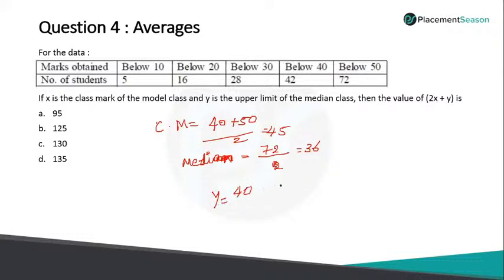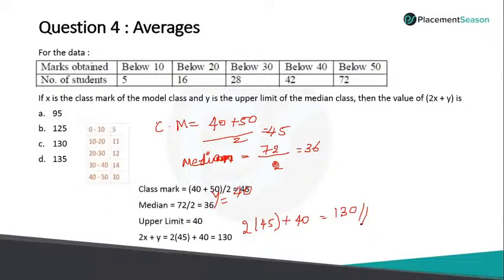Now I need to find 2x plus y. So 2 into X, which is 45, plus Y, which is 40. So 90 plus 40, which is 130. This is option C. Right? Okay, next question.